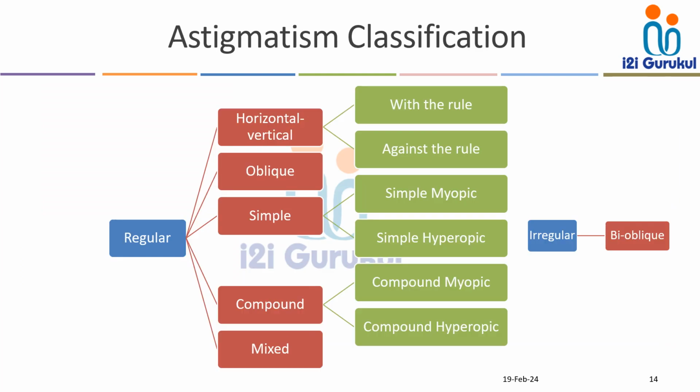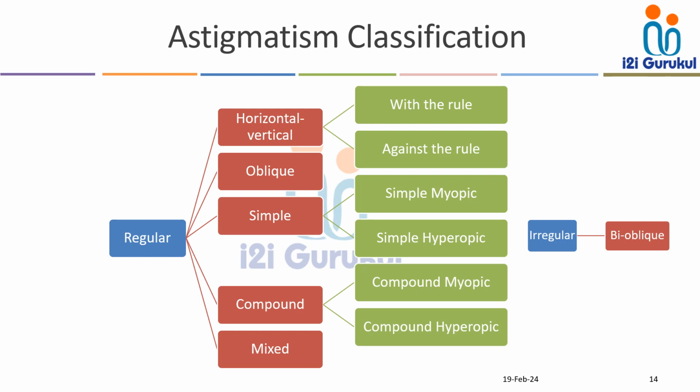Friends, moving towards the classification of astigmatism. Here we have regular and irregular astigmatism. These are based on the axis of the principal meridian. Regular means horizontal, vertical. In this we have with-the-rule and against-the-rule astigmatism, and oblique and bioblique astigmatism. These are the regular types of astigmatism, and the irregular one is a bioblique.